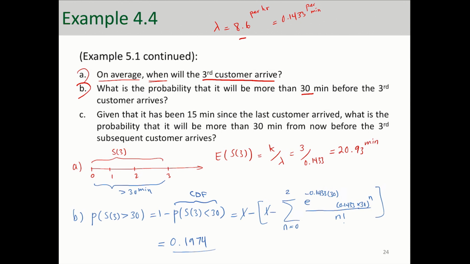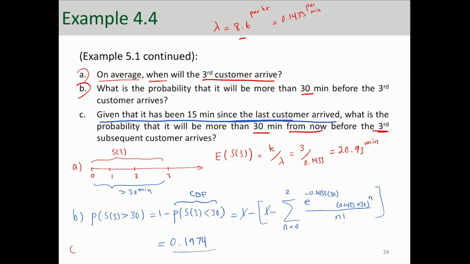Part C says, given that it has been 15 minutes since the last customer arrived, what is the probability that it will be more than 30 minutes from now before the third subsequent customer arrives? So the point of this part is that this piece of information does not impact the probability, because of the memoryless property that we talked about. What happened in the past, as long as it does not overlap with the probability that we're calculating, it doesn't matter, because exponential distribution, Poisson process, is memoryless. So what matters is that from now, 30 minutes before we see the third customer arrival.